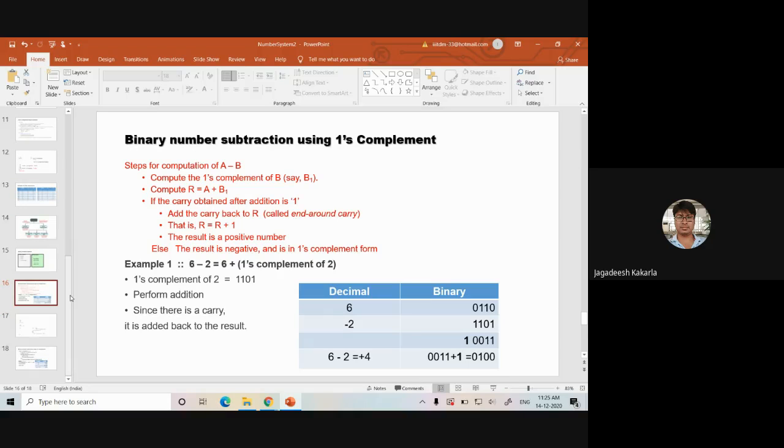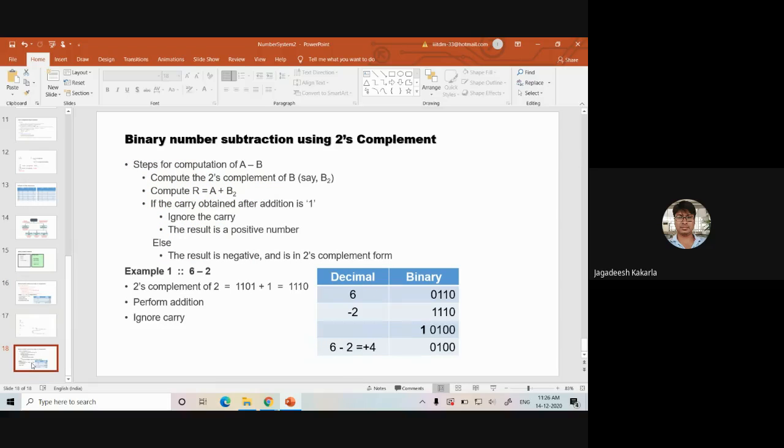If everyone is clear, then I will discuss how to perform binary subtraction using 2's complement, because in a computer we will always use the 2's complement representation only. Why are we not going for the 1's complement and sign magnitude representation? For 0 we have two representations in the sign magnitude and 1's complement, so that's why in computers we use the 2's complement representation.